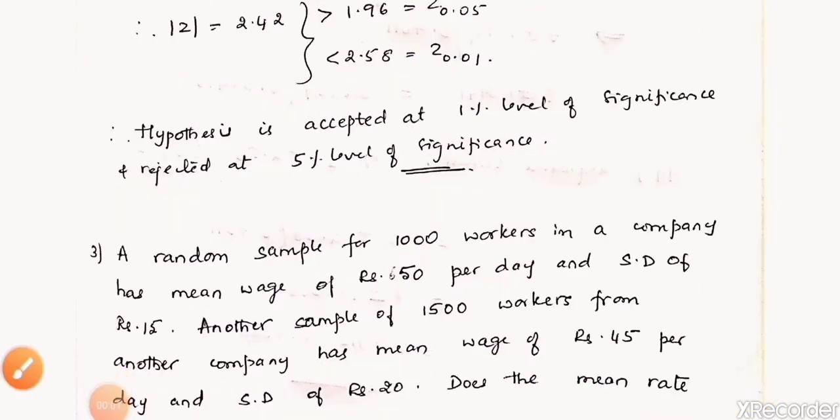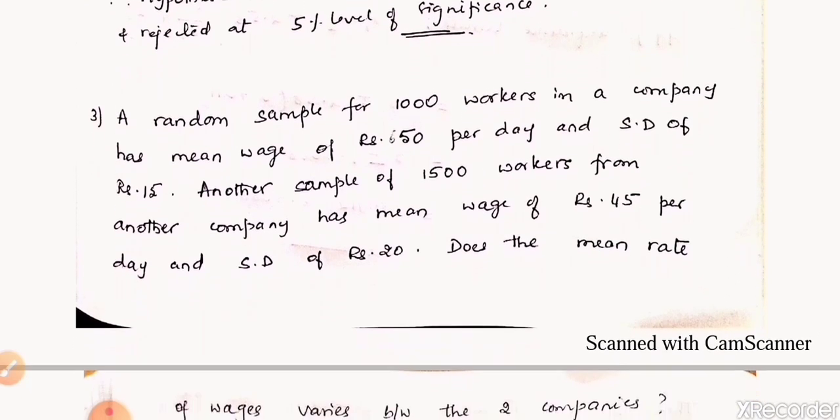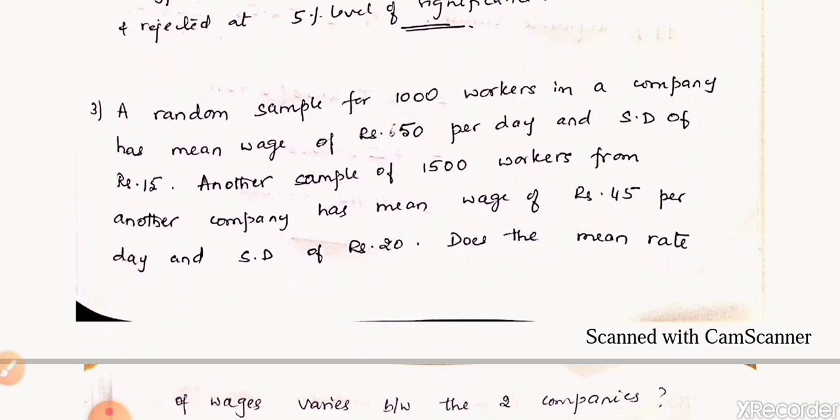The third problem is a random sample of 1000 workers in a company has mean wage of rupees 50 per day and standard deviation of rupees 15. Another sample of 1500 workers from another company has mean wage of rupees 45 per day and standard deviation of rupees 20.